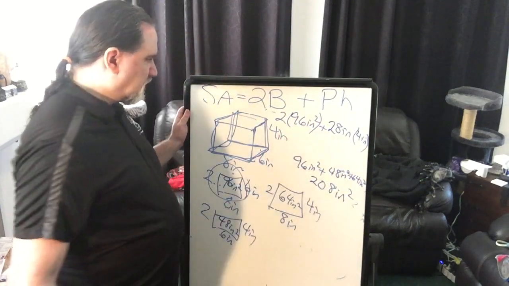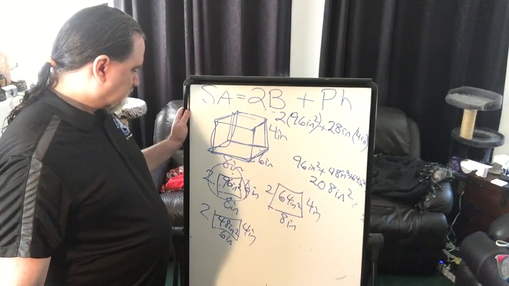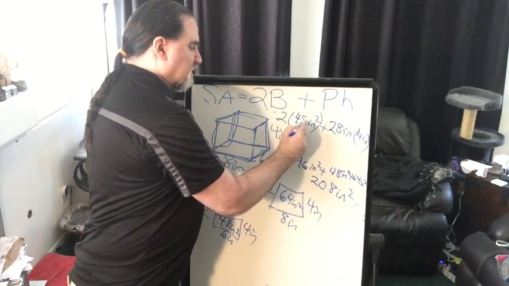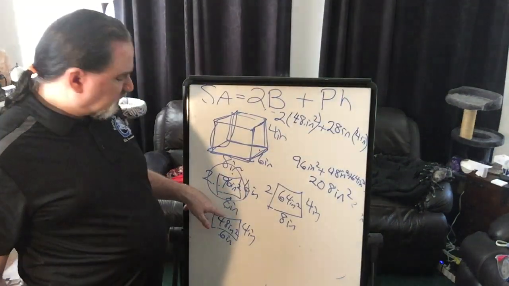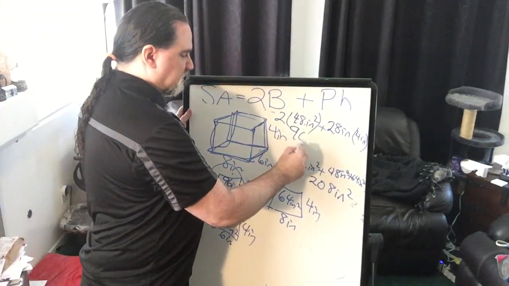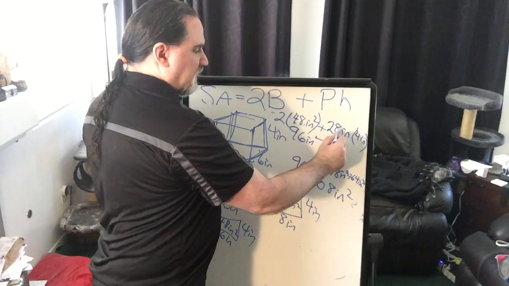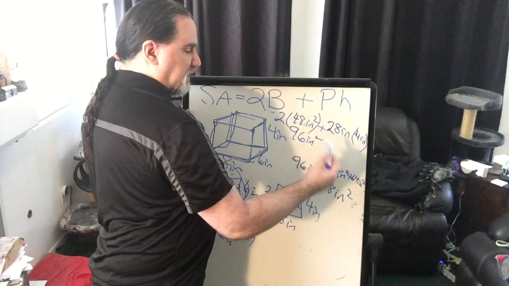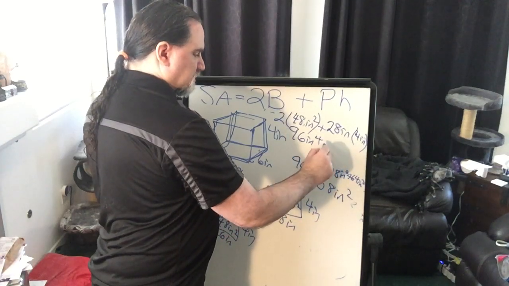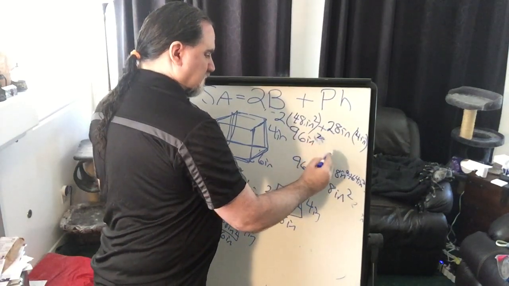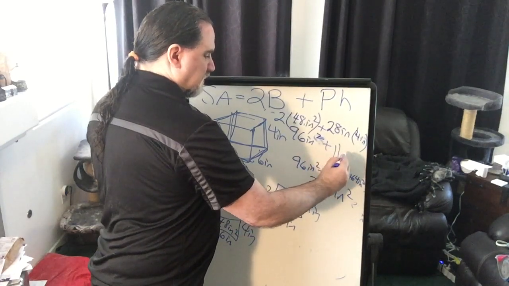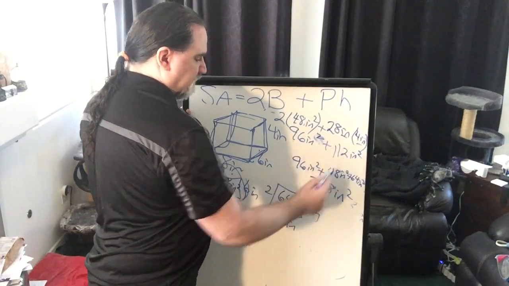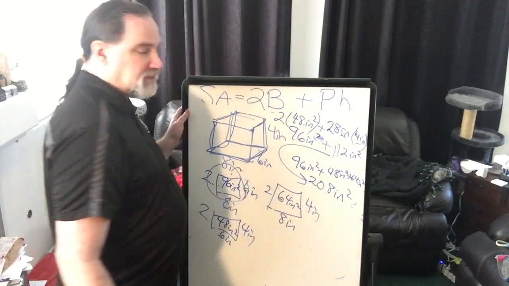Well, 2 times, sorry, this is 48, not 96. I'm getting ahead of myself here. I knew it didn't look right. It's 48 because I already doubled it here, so I shouldn't have done that. So now I can double it, 96 inches squared. And 28 times 4, 20 times 4 is 80, 8 times 4 is 32, 80 plus 32 is 112 inches squared. So you've got inches times inches. And we add them up, 208.